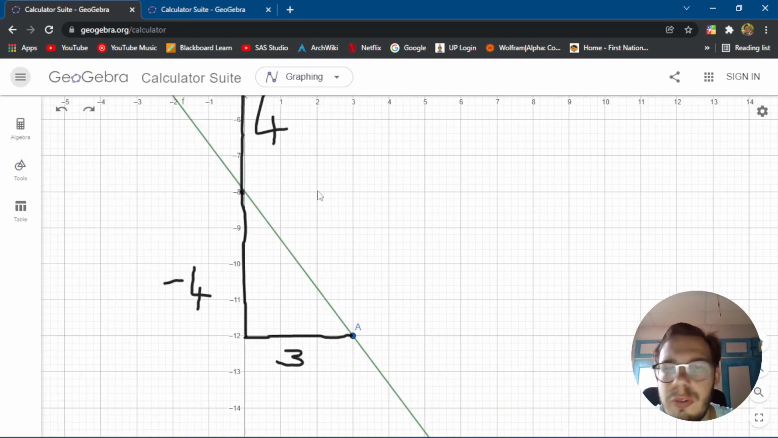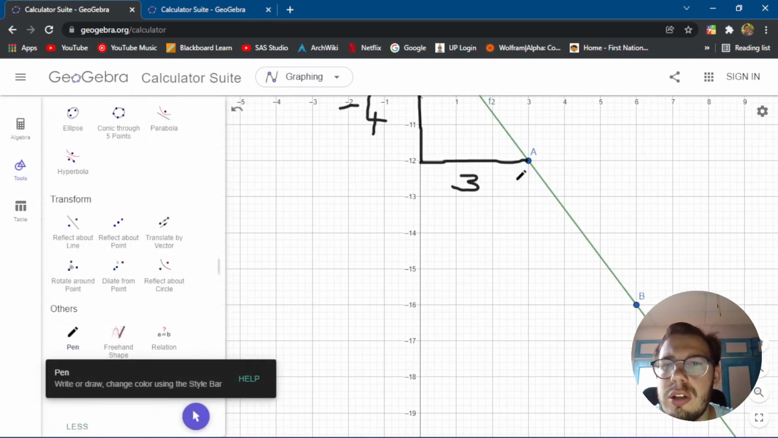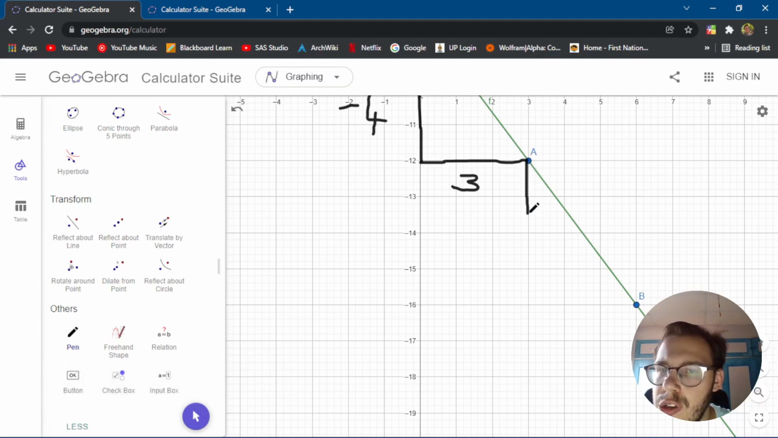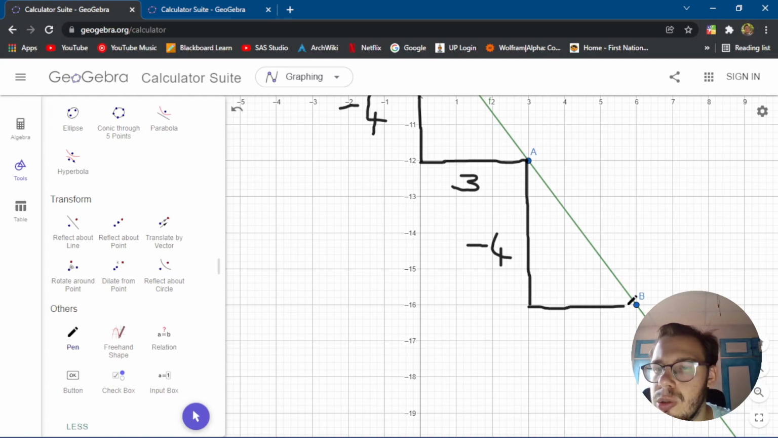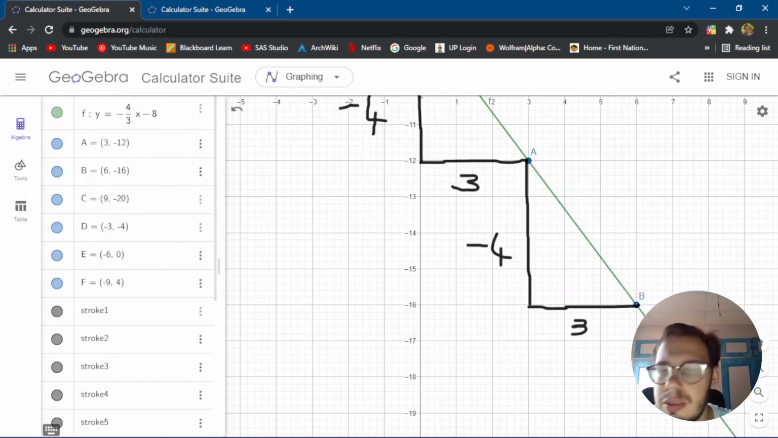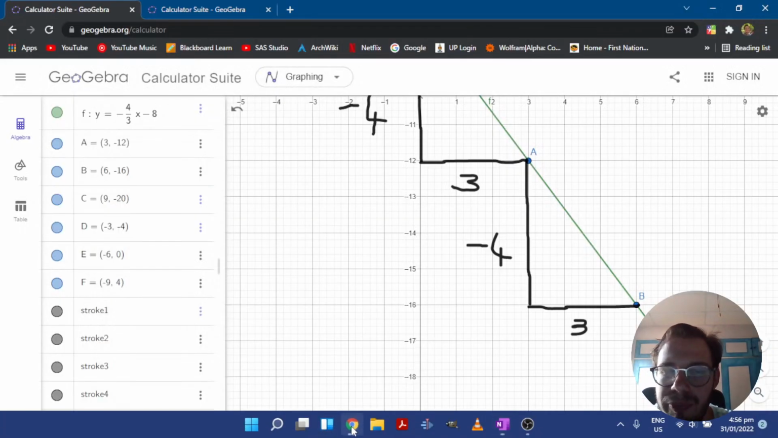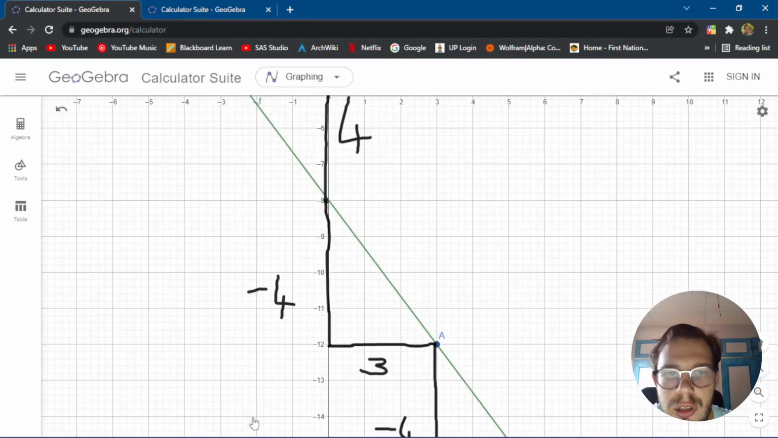So now for our final point, because the change in y is negative 4, we move down 4 points, so that's 1, 2, 3, 4. And because the change in x is positive 3, we move to the right 3, so 1, 2, 3. And there's our point B. You can see is 6, minus 16, as we worked out here, 6, minus 16. So that's just 2 ways you can draw this graph.